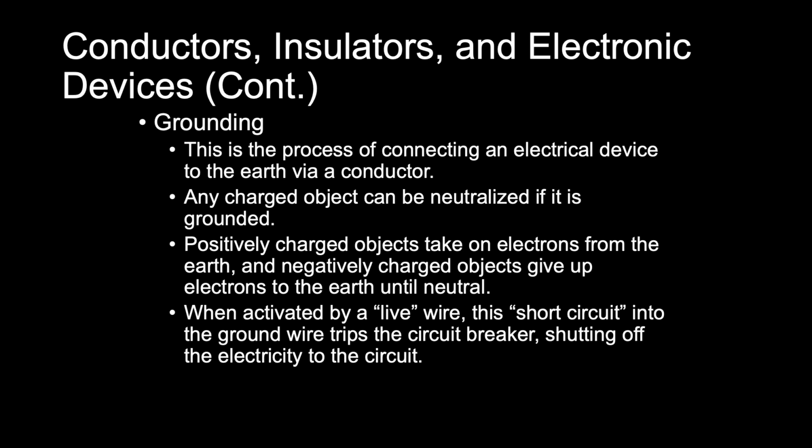Inside of any electrical equipment, the grounding wire connects to metal parts that are not a part of the circuit, such as the housing. If a live wire happens to touch the housing, the current is conducted away by the grounding wire. This short circuit into the ground wire is going to trip the circuit breaker, shutting off the electricity to the circuit and thereby protecting the electrical circuit. With these concepts and components in mind, electromagnetism and electromagnetic induction are going to start to make more sense to you.